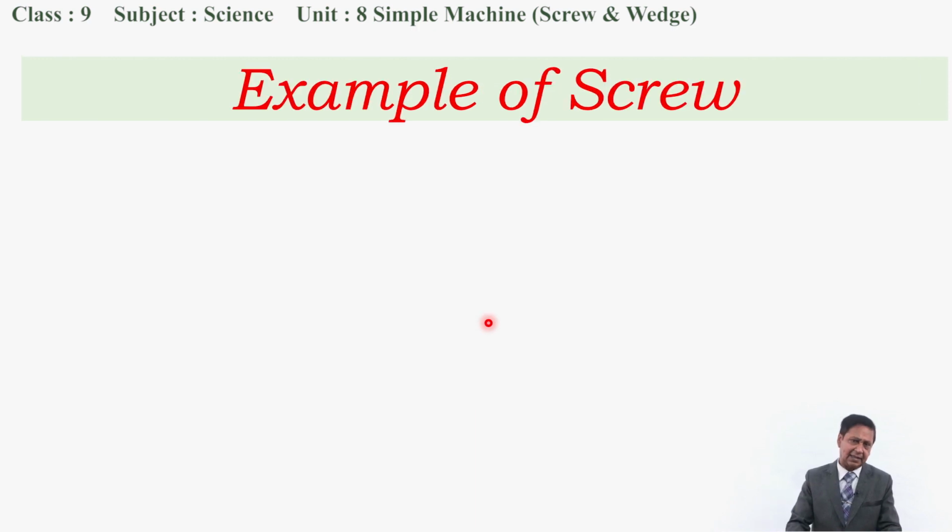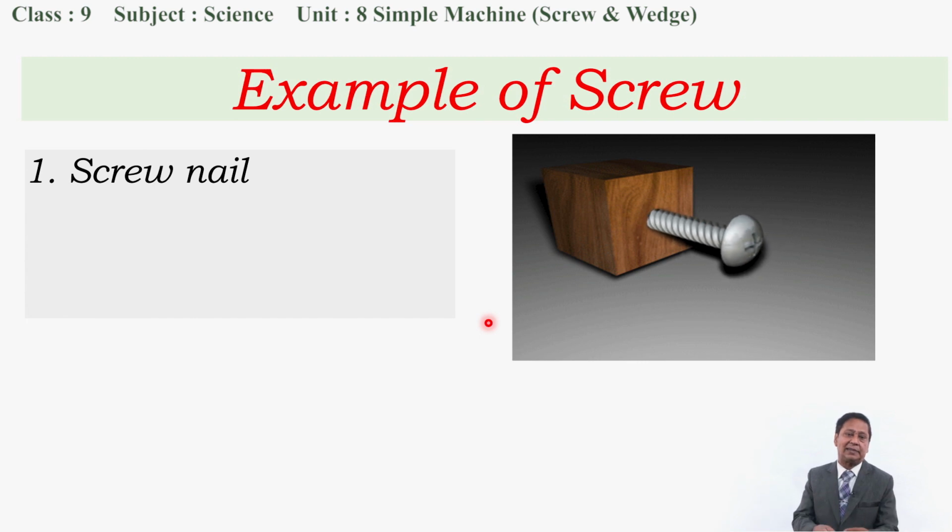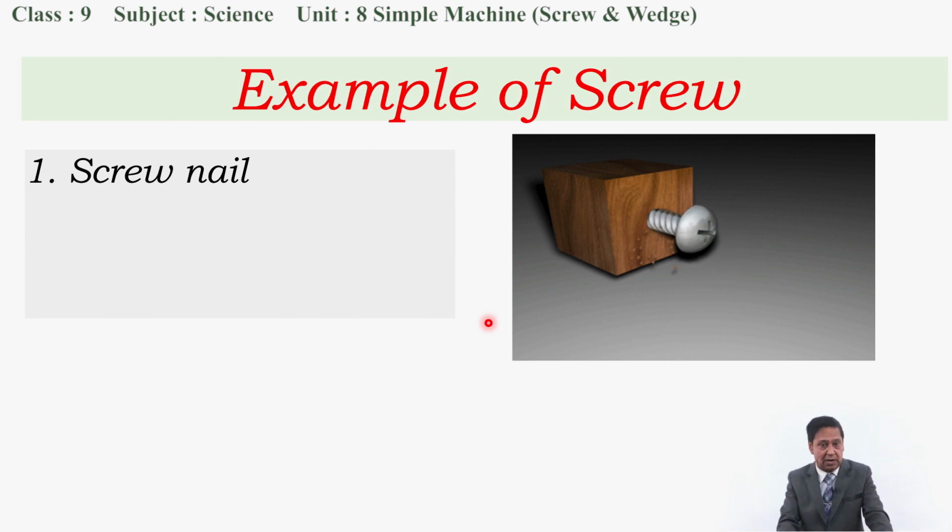Okay, now let's see the example with the help of diagram and animated video. This is screw nail. A screw nail is used to connect two objects tightly together. Nail is also used to connect two objects tightly, but a screw produces very tight connection between those two. That's why a screw is used to connect two objects tightly together. This is a screw nail.